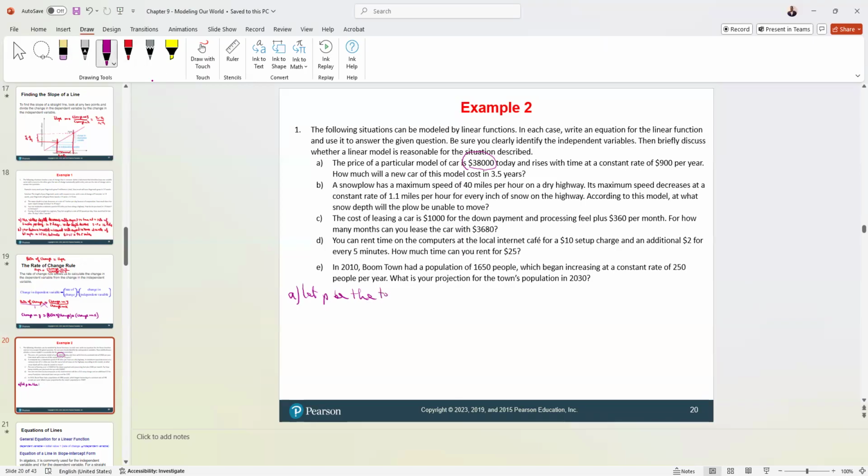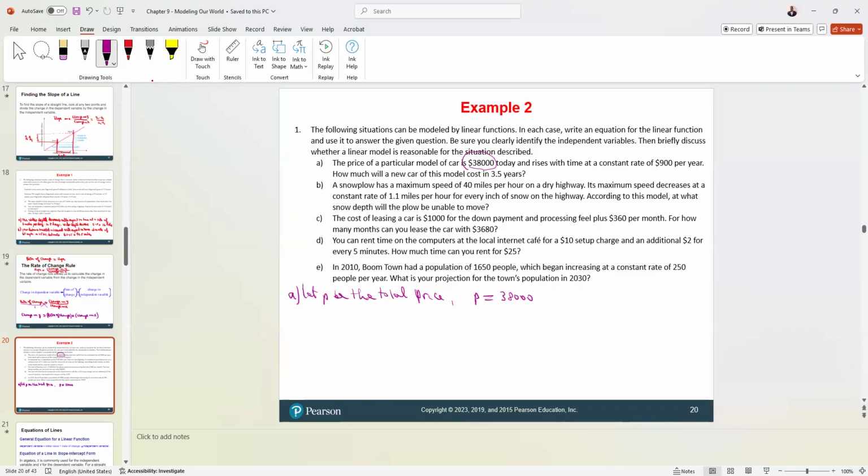Be the total price of the vehicle over time. Now, the price of a particular model of car is $38,000. And they don't say it decreases. They said it rises with time at a constant rate of 900.